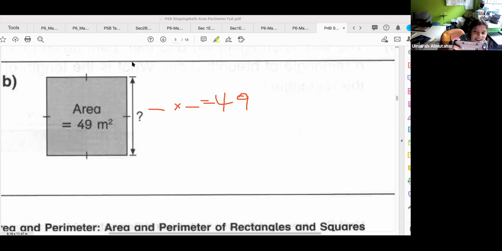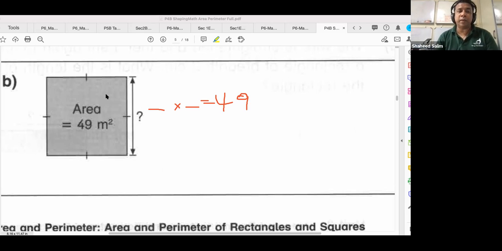I see. So in order to find the area, we can find what times what equals 49. We can try that. We can say 1 times 1. 1 times 1 is 1. 2 times 2, 4. 3 times 3, 9. 4 times 4, 16. 5 times 5, 25. 6 times 6, 36. 7 times 7, 49. So one side is 7. See, but I thought just now... yeah, okay. All right, now we move on.